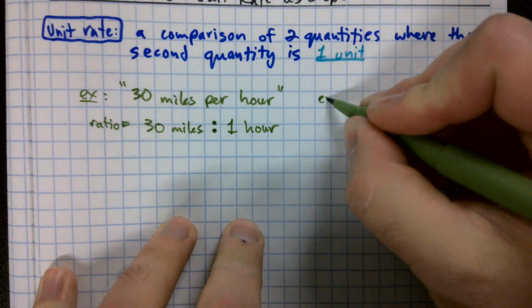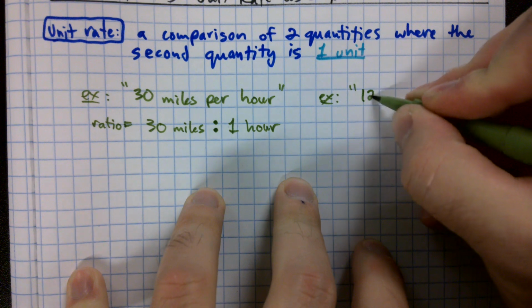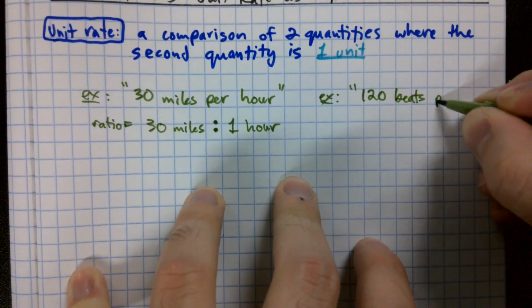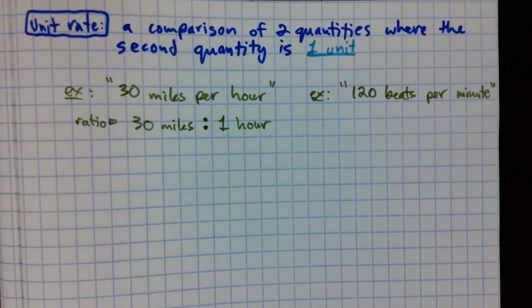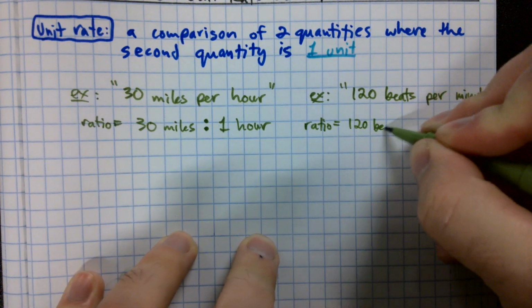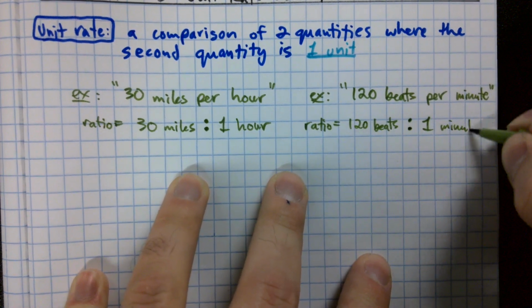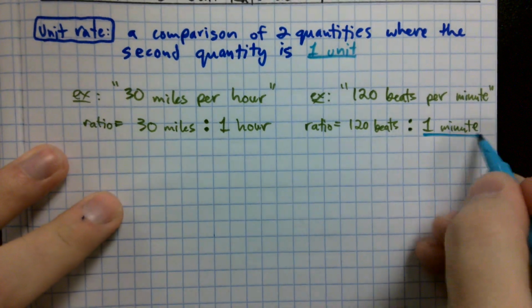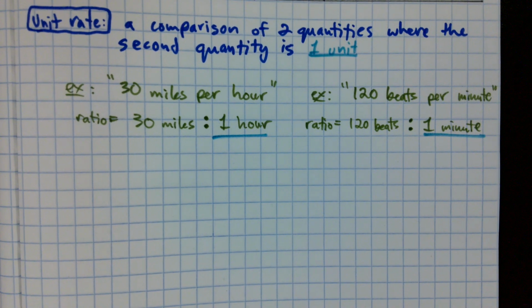Another example that you might be familiar with, if you are into music, is 120 beats per minute. Anyone ever heard of that before? Beats per minute, BPM? Good. So our ratio here is 120 beats, right? Beats is a unit. Every 1 minute. That 1 minute being our second quantity. And we know that it's a unit rate because our second quantity is 1.